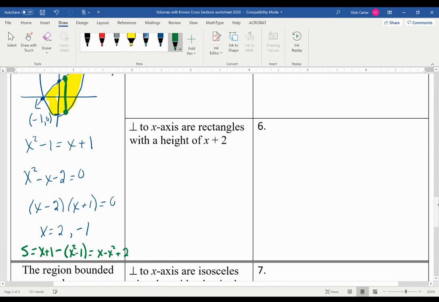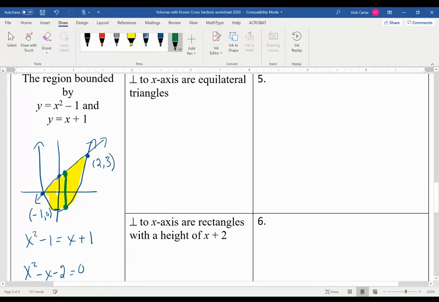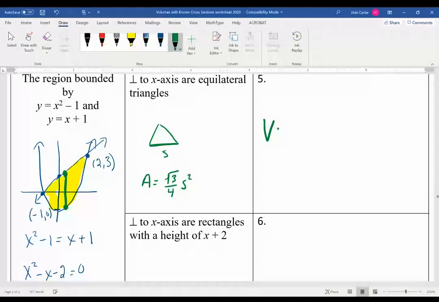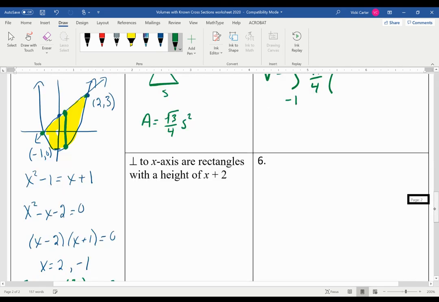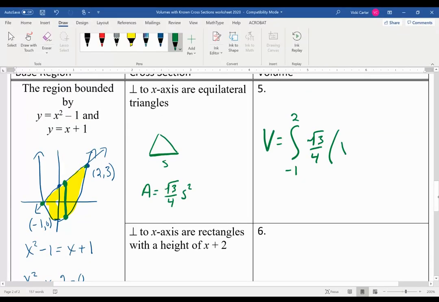All right, let's look at the cross sections that we want. The first one is an equilateral triangle. So this is going to be our slice, and we're going to have our little equilateral triangle. We need to remember that our formula from yesterday was square root of 3 over 4 times side squared. So our volume is going to be the integral from this x-intercept, which is negative 1, to this x-intercept, which is 2, of square root of 3 over 4 times our s, which is written down here at the bottom, x minus x squared plus 2, side squared dx.